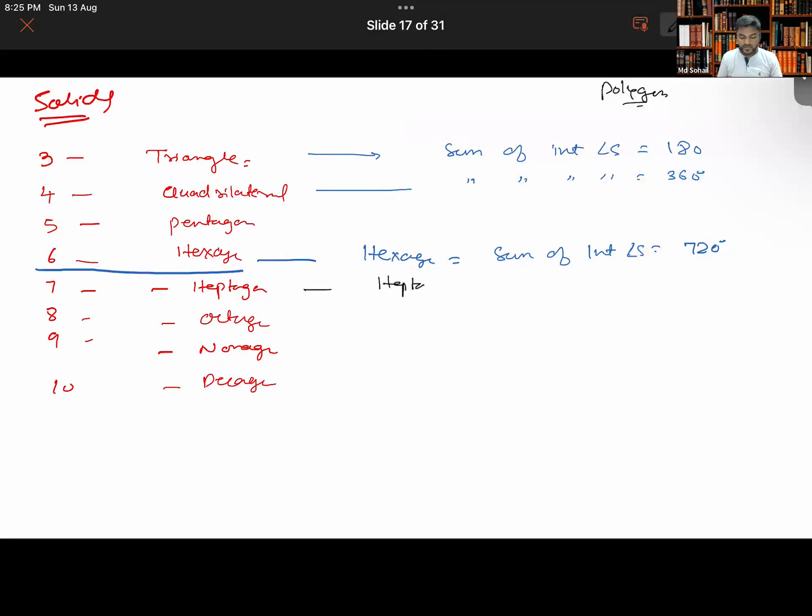Okay, now moving on. What about the number of sides in a heptagon? How many sides are there? 7. So how do you find the interior angles in this one?